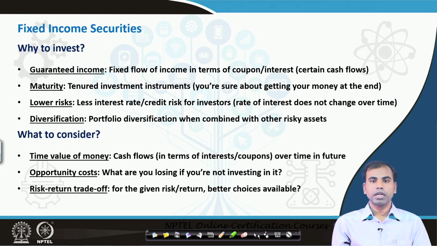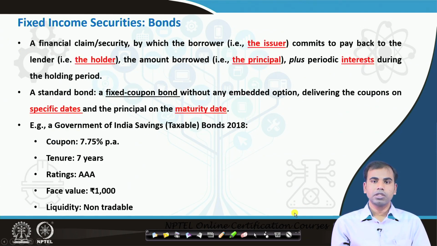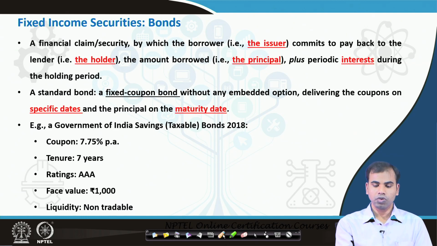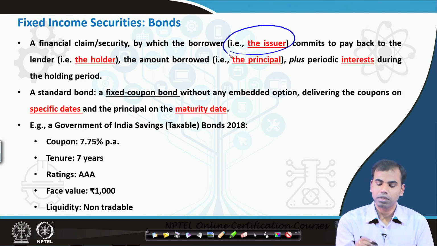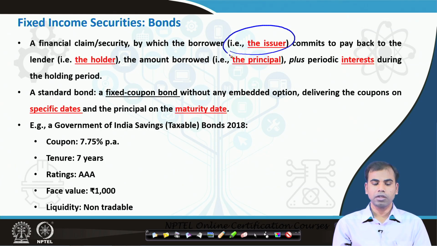Now, that we understand the importance of fixed income securities and the factors that we consider while including the fixed income securities in our portfolio, let us try to understand what fixed income securities should we consider. So, the first and most important fixed income security that we consider is the bonds. Basically, bonds are financial claims or financial securities by which the borrower or the issuer basically commits some amount of money to pay back to the lender from whom it has borrowed.